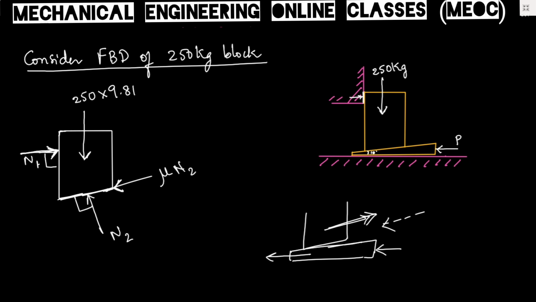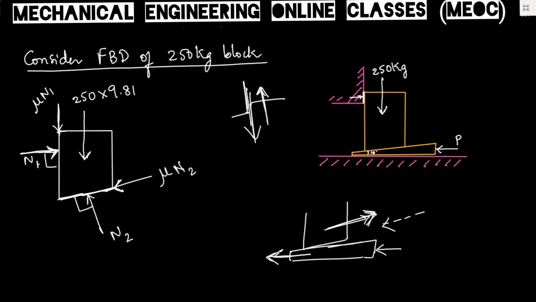And similarly, the block is in touch with a vertical wall here. As the wedge is moving leftward, the block is moving up the inclined plane. So the block is moving upward, and a friction is generated here which will be downward. So the frictional force at this particular contact surface will be downward, which is mu into N1.